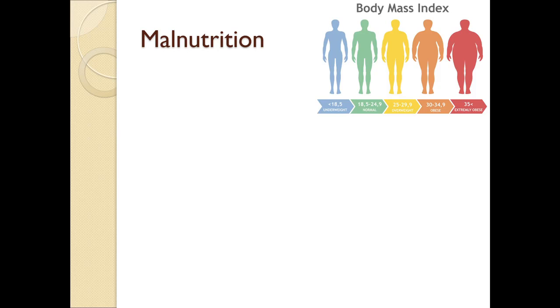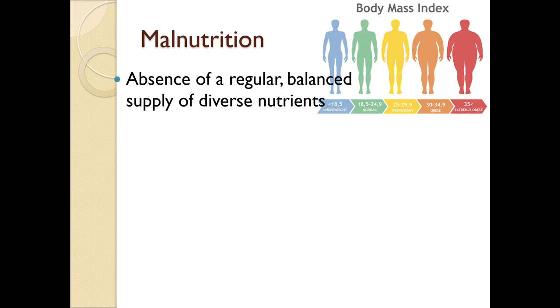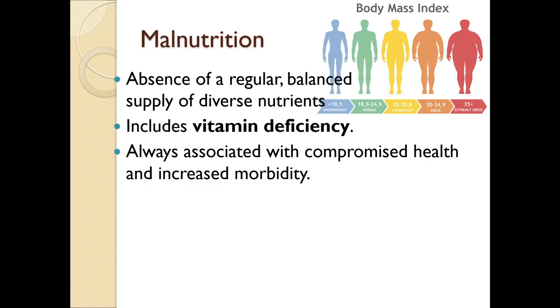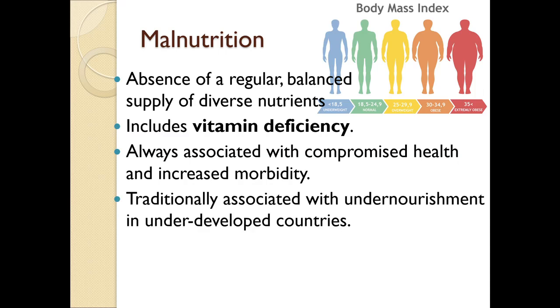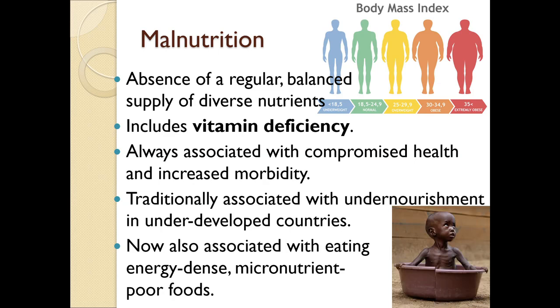So let's talk about not getting enough vitamins in your diet. Malnutrition is the absence of a regular, balanced supply of diverse nutrients. This includes vitamin deficiencies, and it's always associated with compromised health and increased morbidity. Traditionally, we think of malnutrition as being something that happens in poor countries where people don't have enough food to eat. And that is still the case.